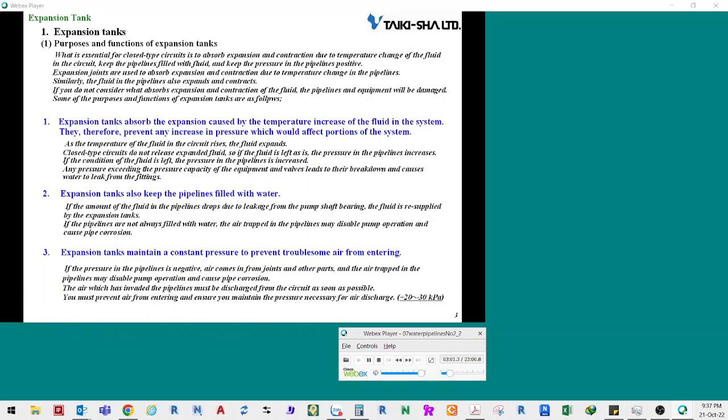cause pipe corrosion. In regards to subheading 3, if the pressure in the pipelines is negative, air comes in from joints and other parts, and the air trapped in the pipelines may disable pump operation and cause pipe corrosion. The air which has invaded the pipelines must be discharged from the circuit as soon as possible. You must prevent air from entering and ensure you maintain the pressure necessary for air discharge.